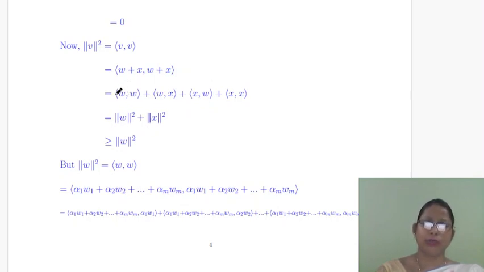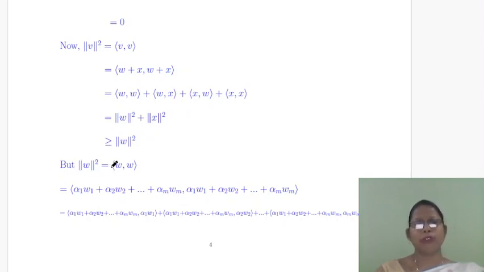Then we are left with inner product of w comma w plus inner product of x comma x, and we know that inner product of w comma w is norm of w square, and inner product of x comma x is norm of x square. Since both w and x are non-null vectors, norm of w and norm of x are greater than or equal to 0. Therefore, in the next step we can write this is greater than or equal to norm of w square.